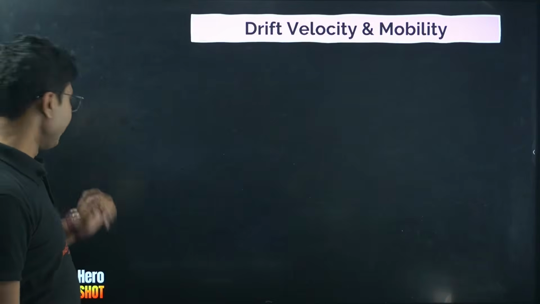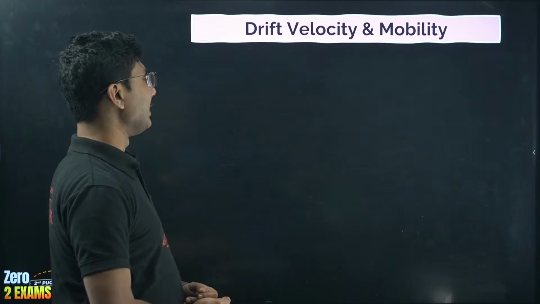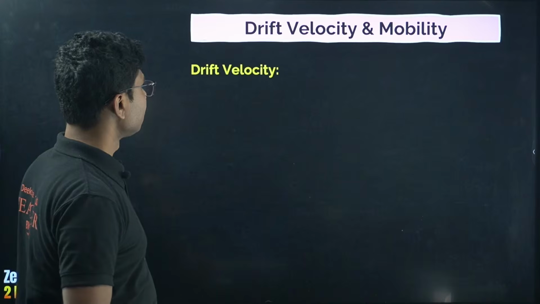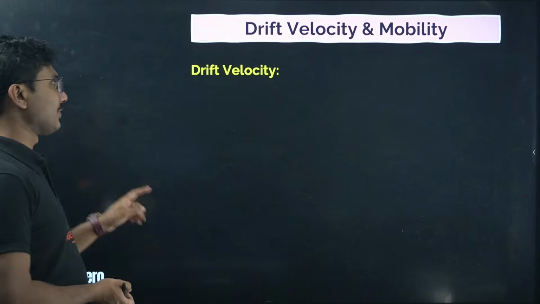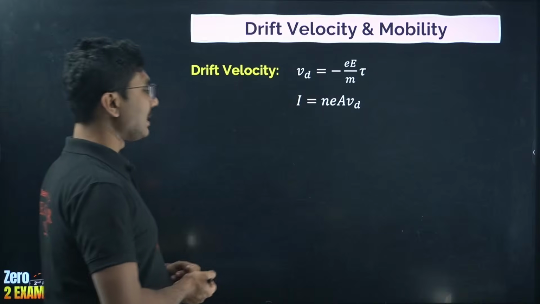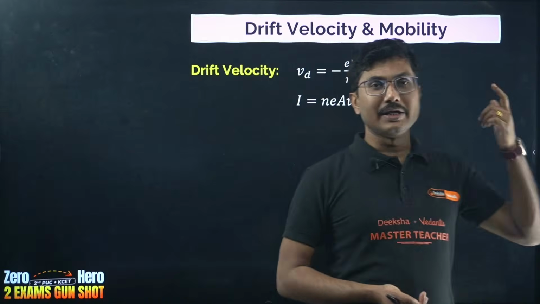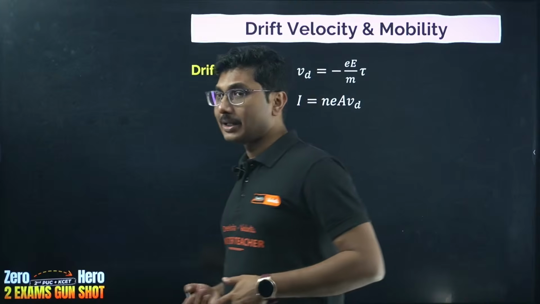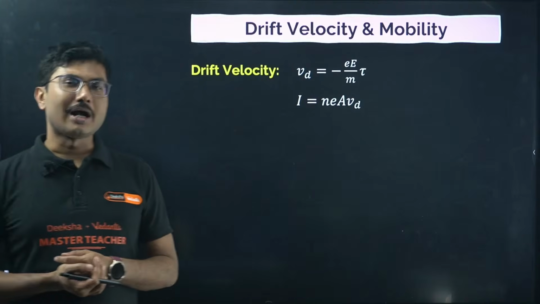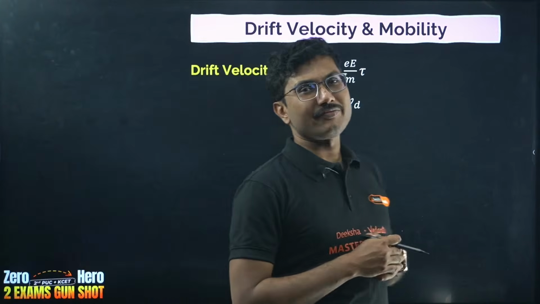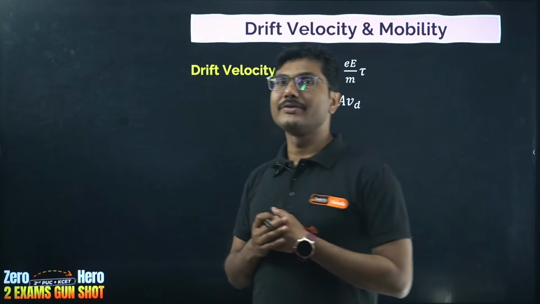Now, drift velocity and mobility. So what is drift velocity? Drift velocity is basically when you apply an electric field around a conductor, the electrons start to move in the opposite direction very slowly. That is called drifting.